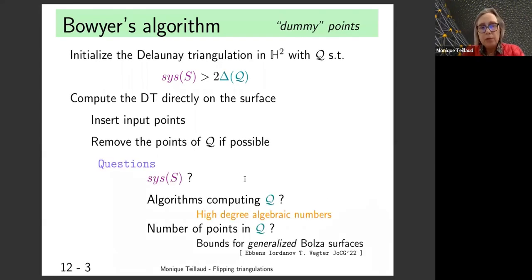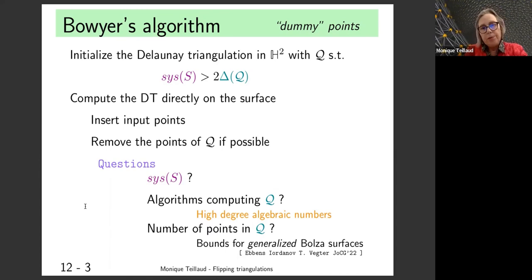But if you want to generalize to more general surfaces, then you get into trouble. First, mathematically, we don't know the systole of a generic surface. It's not a trivial problem to compute it. This is purely a mathematical problem, but it's really an obstacle.